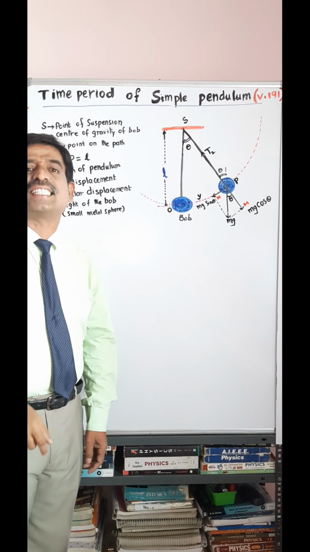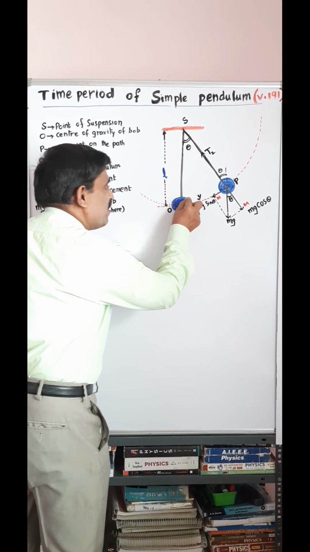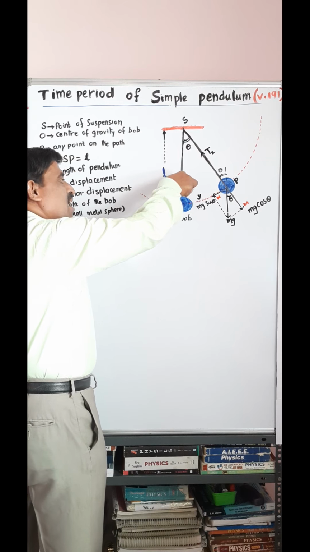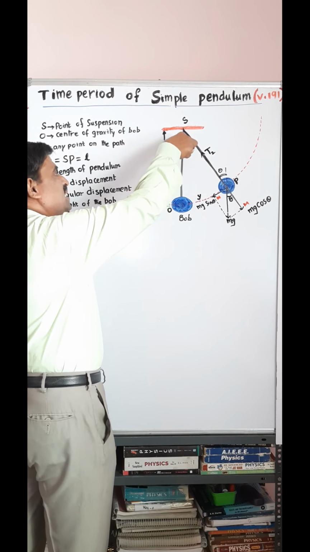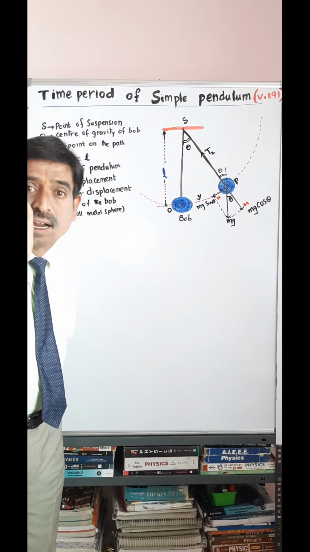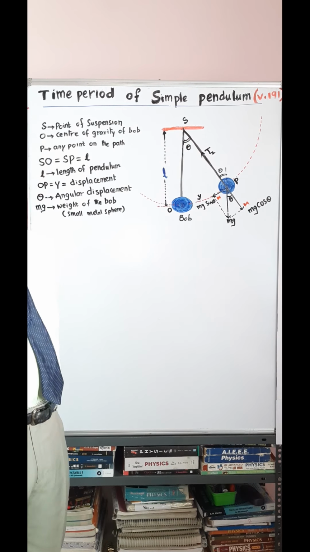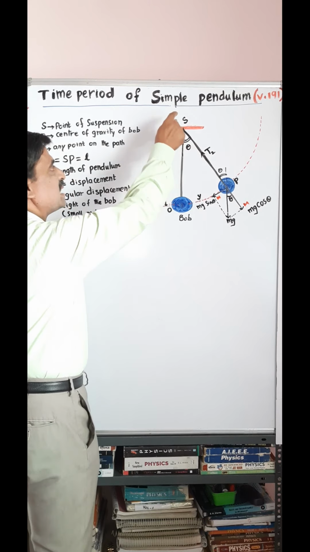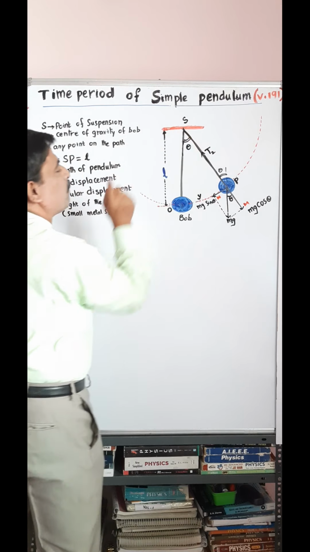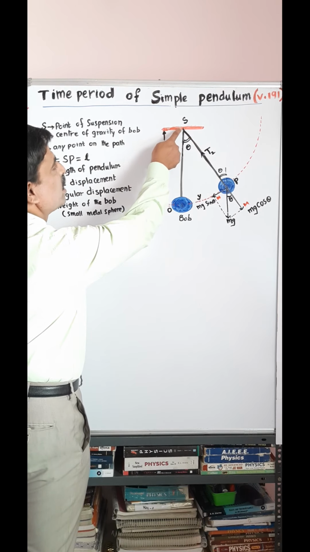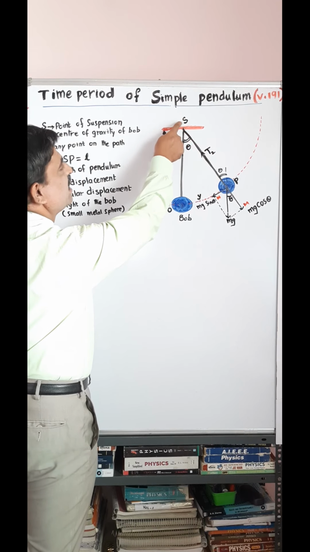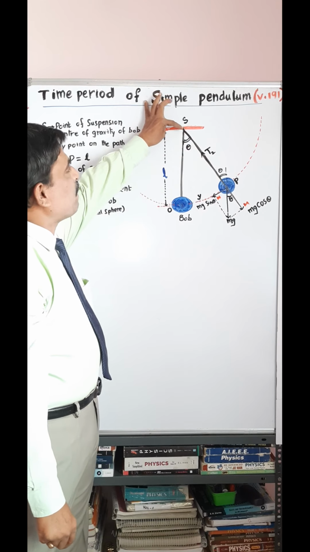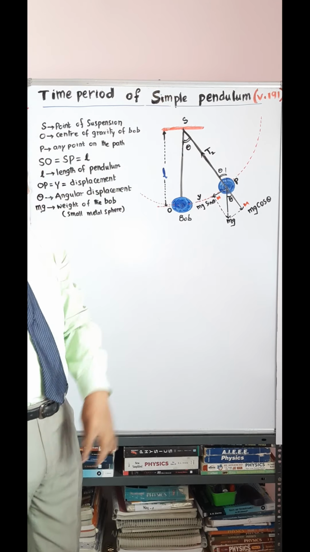Today I am explaining the time period of a simple pendulum. First of all, what is a simple pendulum? A heavier point mass suspended by means of an inextensible, massless string we call a simple pendulum. The point where the simple pendulum is attached to the rigid support, we call the point of suspension. In this diagram, S represents the point of suspension.